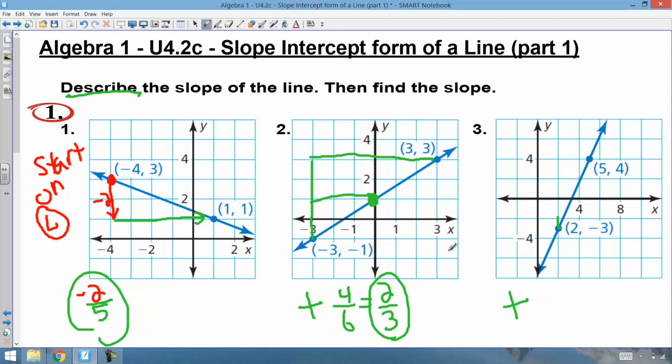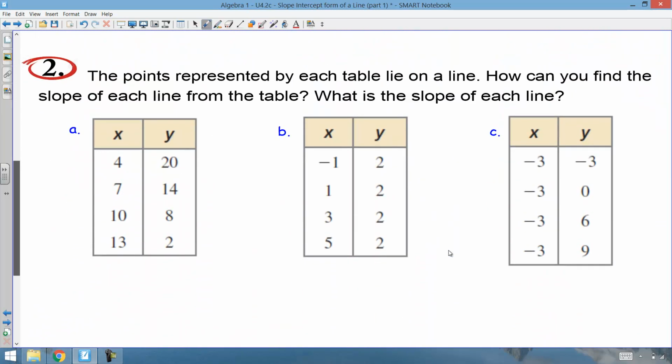Rise 1. Oh, it's a little weird because these are by 2's. Watch out for this. This can happen. Rise 1, 2, 3, 4, 5, 6, 7. It looks like I rise 7. And then run 1, 2, 3. So rise 7, run 3, up and then to the right, so both positive. 7/3 is the slope of that line. So hopefully that's no problem. This is finding the slope. This is kind of a review. We're trying to build on that today.